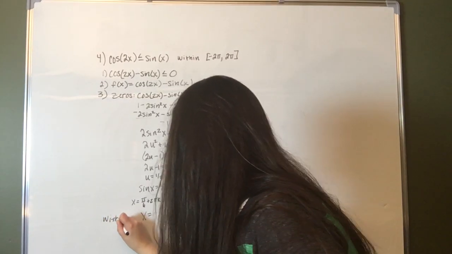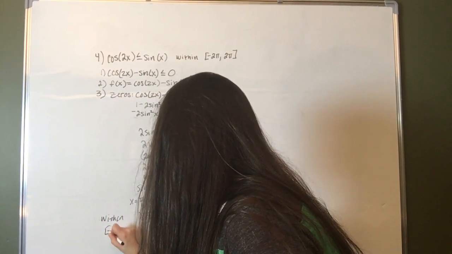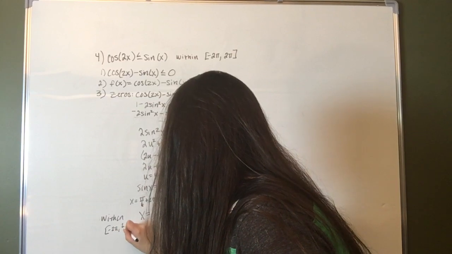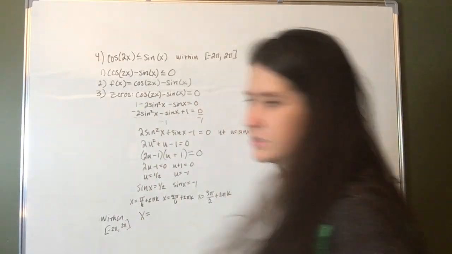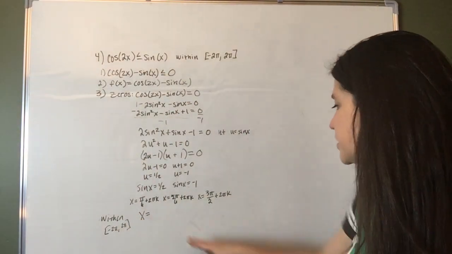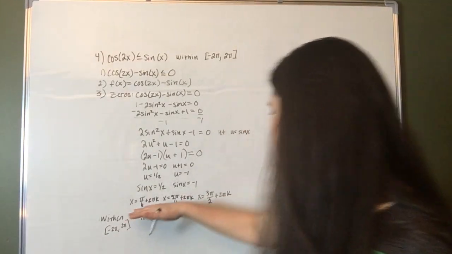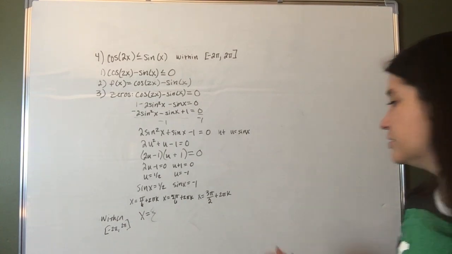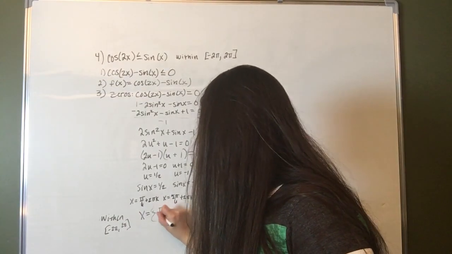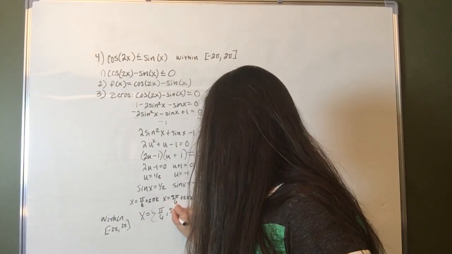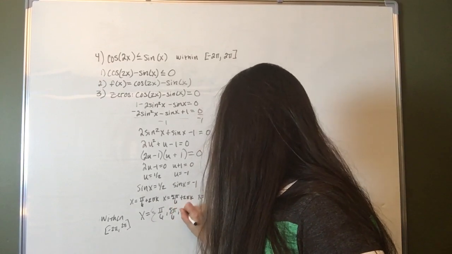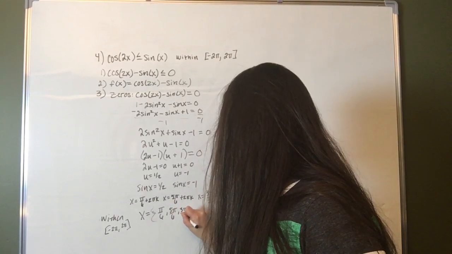So within our interval that we're trying to work with, what do our answers look like? So if k is 0, let's start with that. If k were 0 across the board, we'd get 3 answers. We would have pi over 6, we would have 5 pi over 6, and we would have 3 pi over 2.